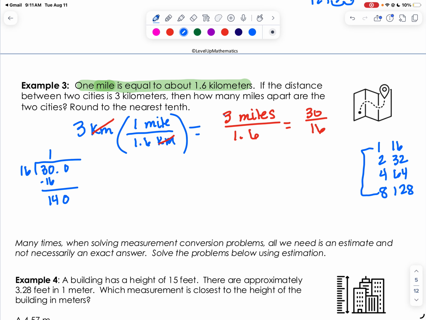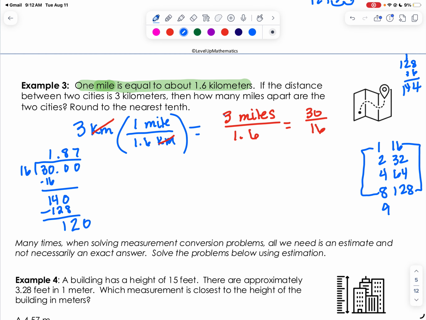Oh, what if I add the 1 and the 8 to get 9? 128 plus 16, would that be 128 and 16, 2, 3, 4, 140. Oh, that's just a little bit too much. So we're going to go with 8 times. So that's 128. 10 minus 8 is 2. 3 minus 2 is 1. Bring down a 0. So that would go in, let's see, about 7 times.